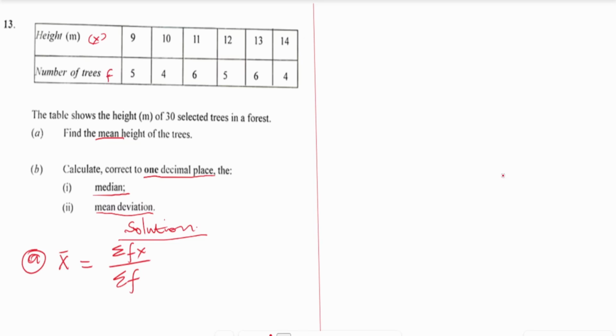There are a number of ways we can do this. Solving for the sigma fx, we can simply multiply each of the heights by the corresponding frequency, and then add all of them to get the sigma fx. Then we add all the frequencies to get the sigma f and we simplify. But because of the B part of the problem, I would like to construct a table so that we just pick the figures from the table to make my solution a bit easier. So I'll go ahead and construct the table right now.